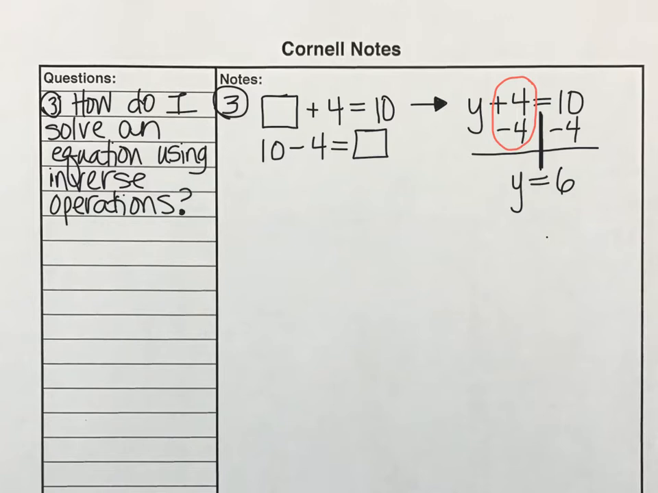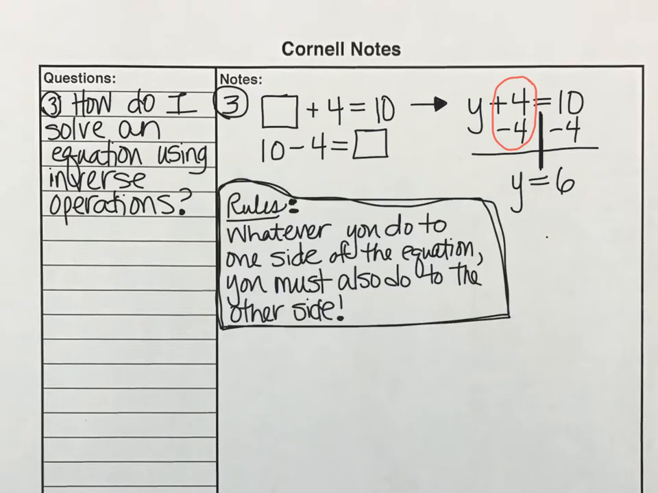So let's look at some rules for solving equations. The biggest rule is this: whatever you do to one side of the equation, you must also do to the other side. There are basically 4 steps in solving any one-step equation.